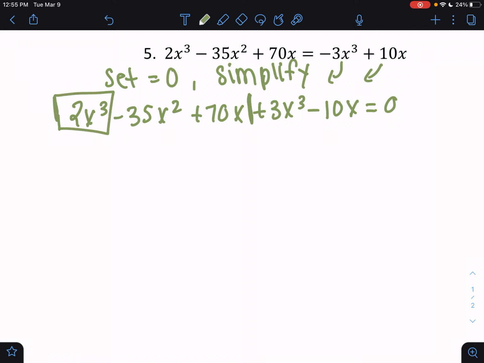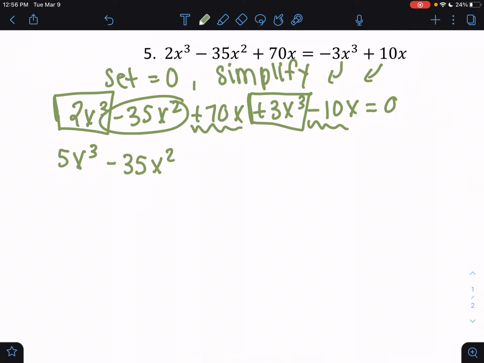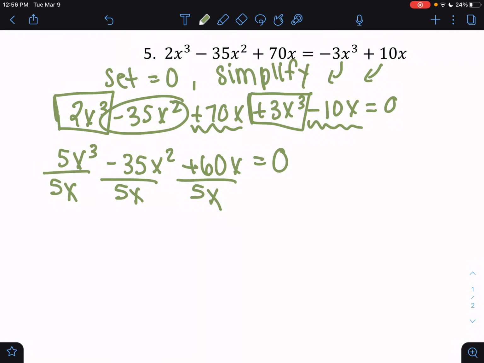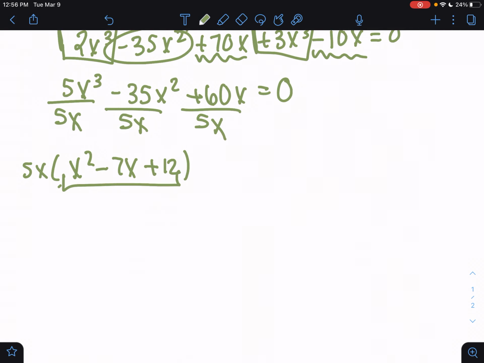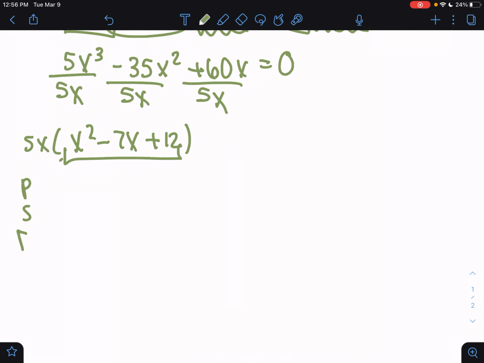So we have these ones here with the cubed. So we have 5x cubed. We have only one of these, so minus 35x squared. And then we have these with the x's that we can combine, so plus 60x set equal to 0. Now if you'll notice, our greatest common factor is 5x. So we're going to divide 5x out of each of these. And so we will be left with, on the inside, x squared minus 7x plus 12 once we divide all of those out. And then we're going to take just this section here and do our product, sum, and factors.